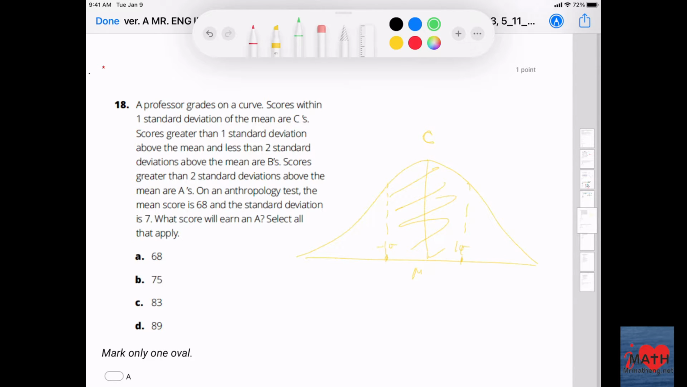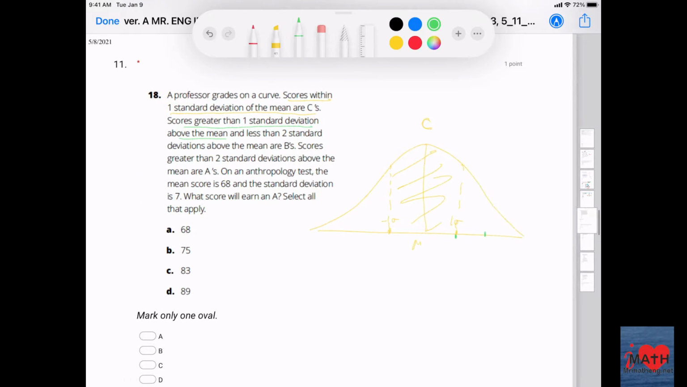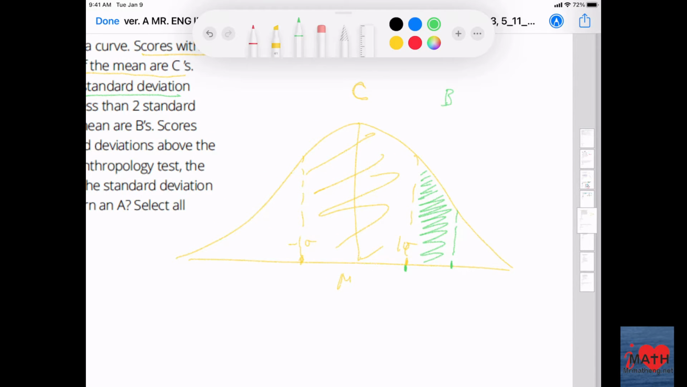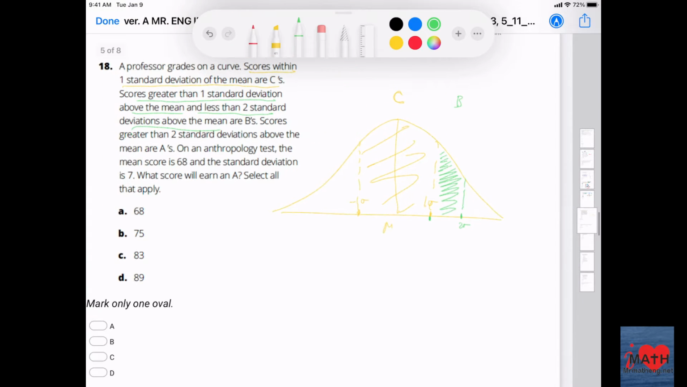Scores greater than 1 standard deviation above the mean and less than 2 standard deviations above the mean are B's. So scores that are 1 standard deviation above the mean, so from here, this green point, and less than 2, so starting from here to this side, this is what they're talking about. This green region here represents B's. And less than 2 standard deviations, because this would be a second standard deviation.